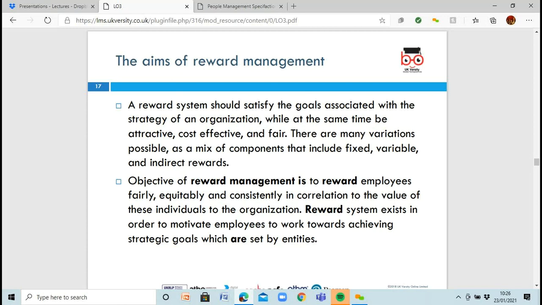So the objective of reward management is to reward employees fairly, equitably, and consistently in correlation to the value of these individuals. So the reward system may actually exist in order to motivate, like I was saying with the example I used from myself in my younger days. You're actually motivating your employees towards achieving strategic goals. So at that time, the company was happy because their sales were being driven up. As an employee, I was happy because I was getting an extra reward of vouchers.